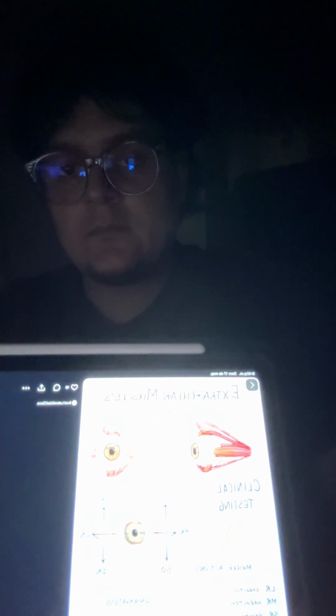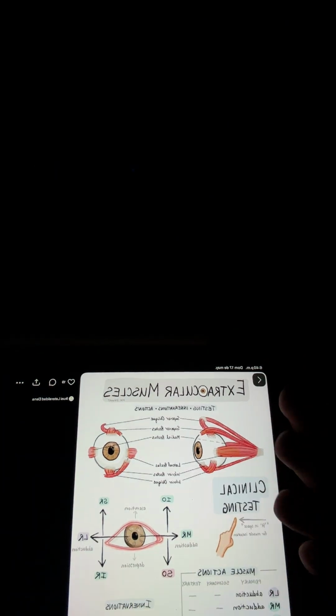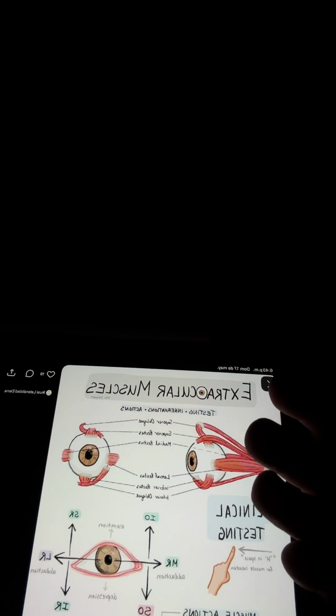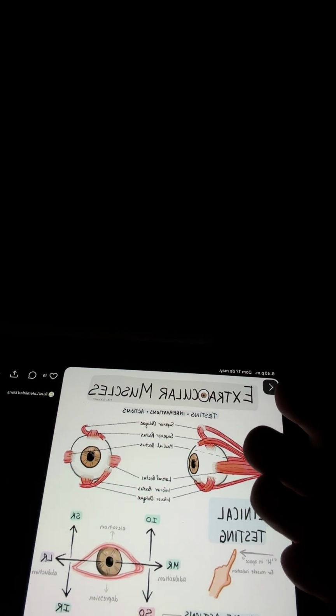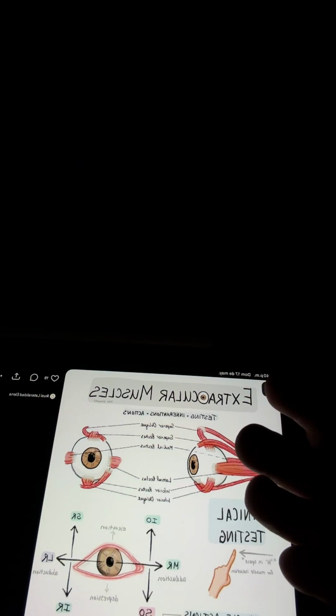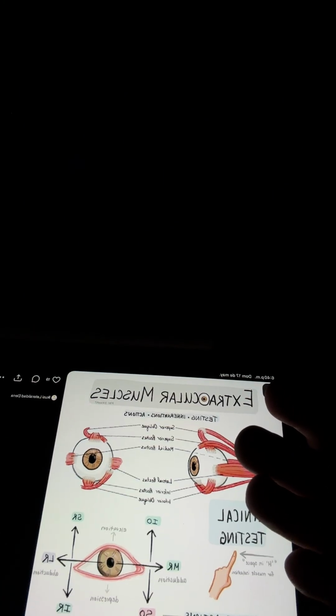Now, let's talk about the extraocular muscles. There are six muscles that move the eyeball: the superior rectus, inferior rectus, medial rectus, lateral rectus, superior oblique, and inferior oblique. There is also the levator palpebrae superioris, which elevates the upper eyelid.